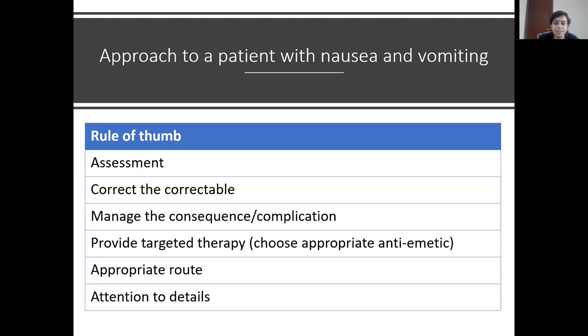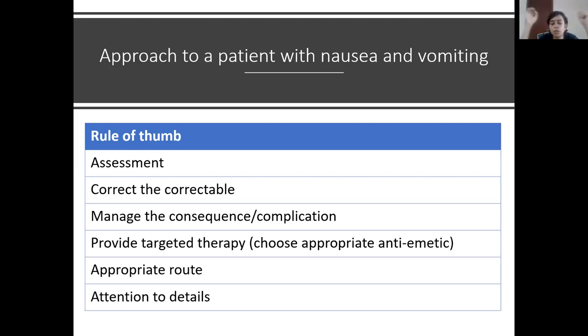And sometimes the nurses working with me find it quite annoying, like I ask too many questions when they talk about a symptom. But it is really important to understand where this is coming from, why this person is vomiting. Correct the correctable. Maybe an offending smell from a colostomy bag or a wound may be a reason. Keep the wound clean. Keep the colostomy clean. Manage the consequence or complication. If the person is having sepsis, then think about managing that. Provide targeted therapy.